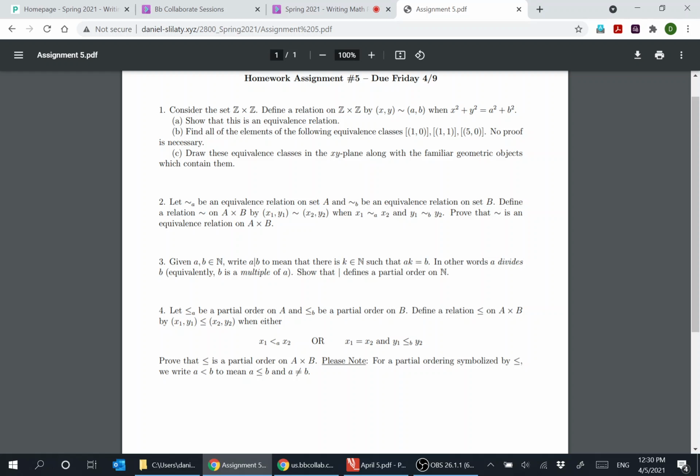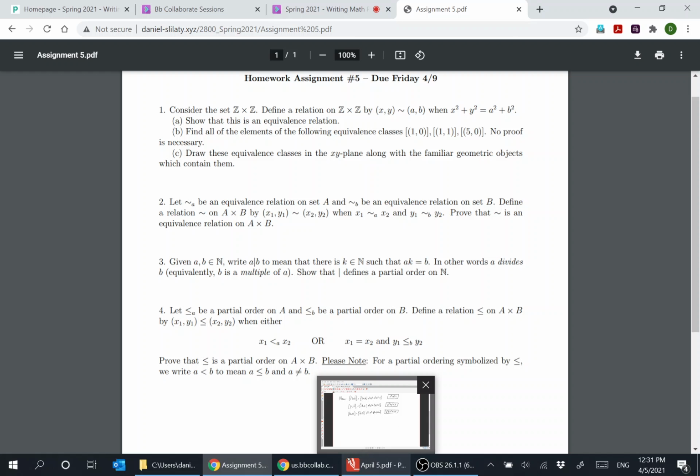I'm a little confused on number 3. All right, so here the relation is divisibility. So A divides B. Oh, no, don't tell me I wrote that backwards. No, that's right. A times K is equal to B. A divides B. In other words, B is a multiple of A. So show that that's a partial order. So you've got to show it's reflexive, anti-symmetric, and transitive.